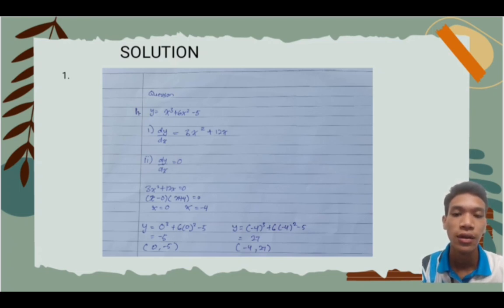Question 5. d squared y over dx squared equals 6x plus 12. In bracket x minus 0, in bracket x plus 4 equals 0, x equals 0 and x equals negative 4. 6 in bracket 0 plus 12 equals 12, and 6 in bracket negative 4 plus 12 equals negative 12.